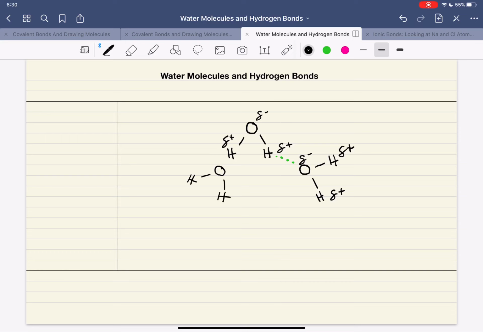And the third is going to be up here. Let's draw the charges. Lastly, let's draw the hydrogen bonds themselves. Okay, there are 3 hydrogen bonds now surrounding our original water molecule.